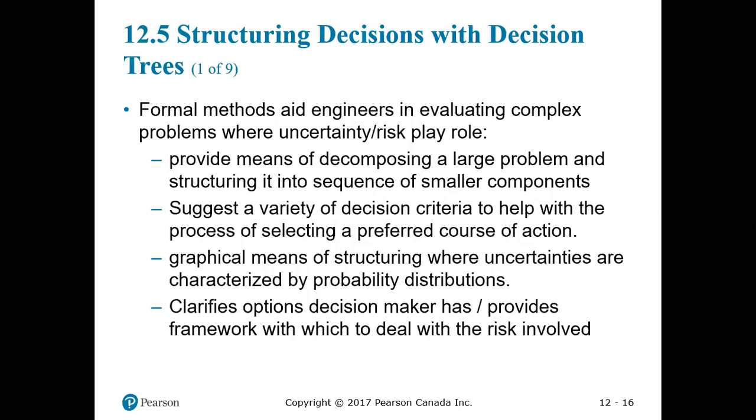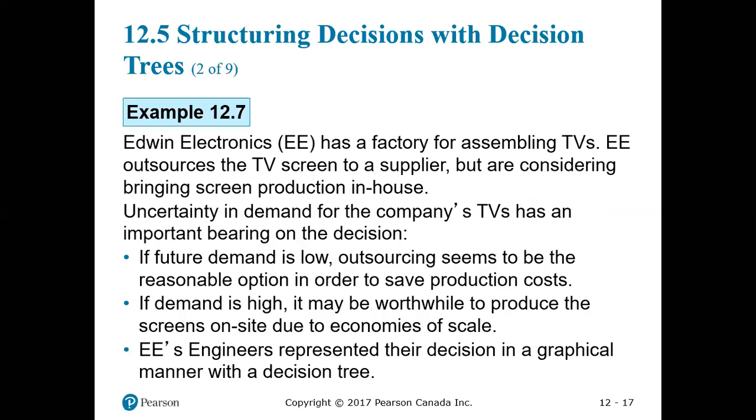So it's easier to understand as we go along. We look at how you can set out a probability tree. Let's start with an example. Edwin Electronics has a factory for assembling TVs, and EE outsources the TV screens to suppliers, but is considering screen production in-house. So uncertainty in demand for the company's TVs has an important bearing on the decision.